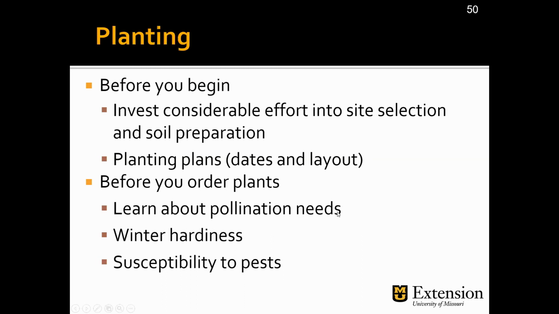And we already talked about pollination rates, winter hardiness, and this is very specific for variety, the susceptibility to pests and diseases. So there you have to talk with your supplier and tell them, I need something that's resistant to a specific disease that you or other growers in the area have issues with.